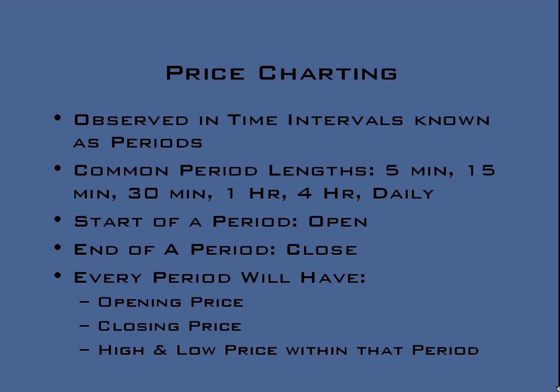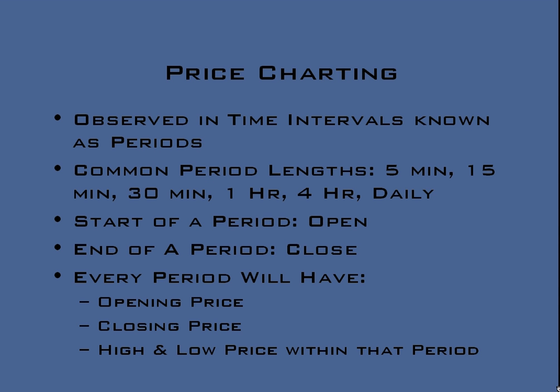Like I just said, every period is going to have these two different prices, the opening and the closing price. Also within every period there's going to be a high and a low price, which is just the trading range within that period. So if you're looking at a 15-minute chart, at the beginning of every 15-minute period there's going to be an opening price and then also the closing price, and then within that 15-minute time bracket you'll have a high and a low price that it traded at.